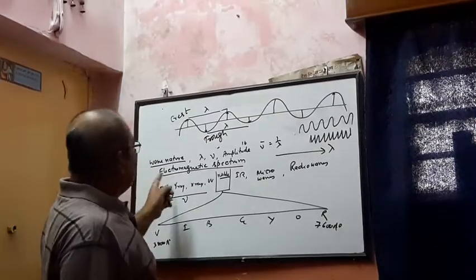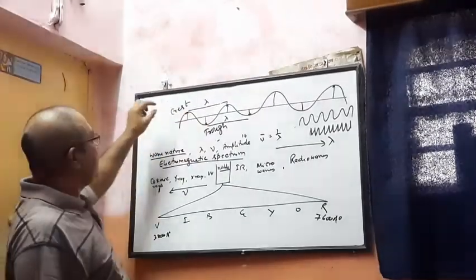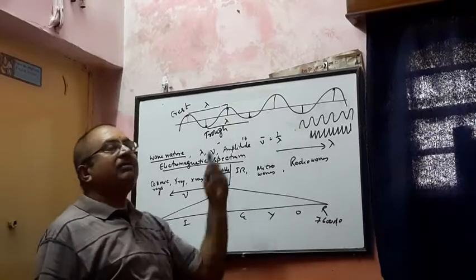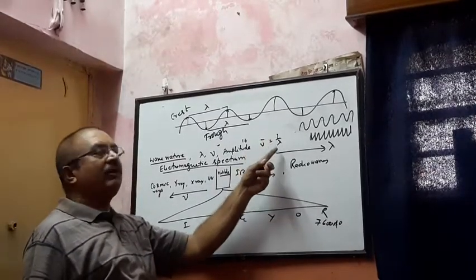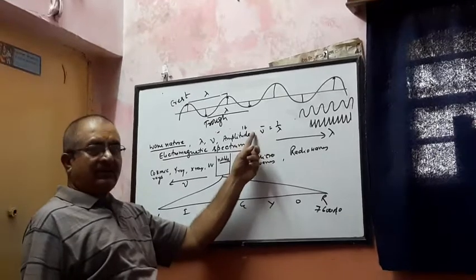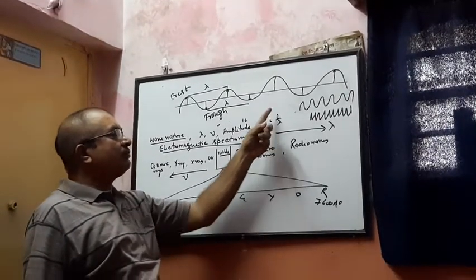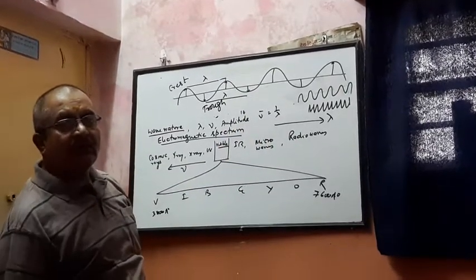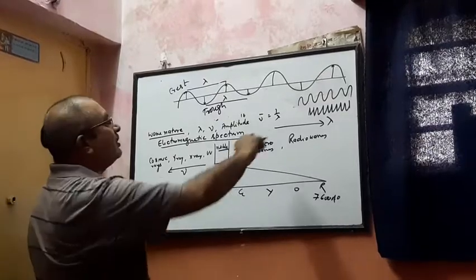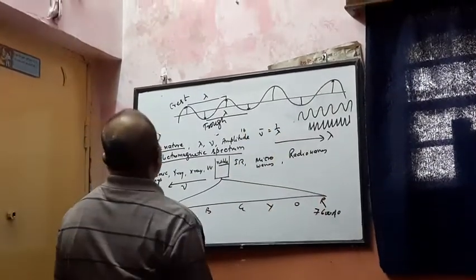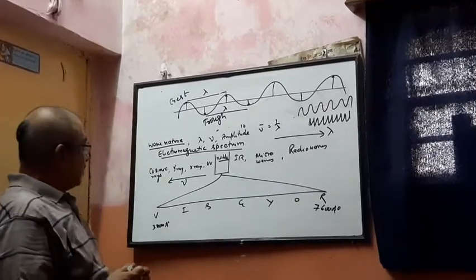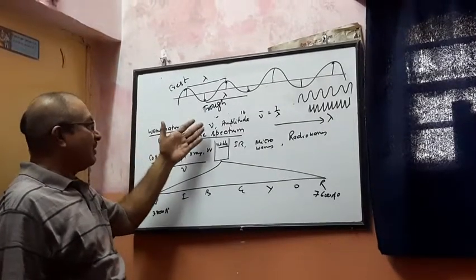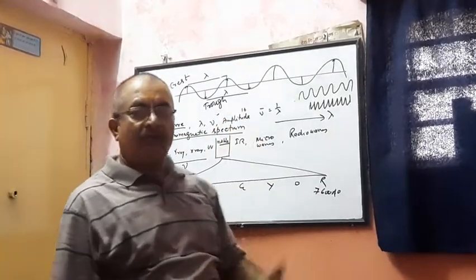Now, amplitude. Just now I have told you amplitude. Amplitude is the height or depth of a crest or trough. And then wave number. Wave number is the reciprocal of wavelength. Wave number, nu bar, equals the reciprocal of wavelength, that is 1 by lambda. So the reciprocal of wavelength is your wave number. Now we have understood the wave nature: what is lambda, what is frequency, what is amplitude, what is wave number.